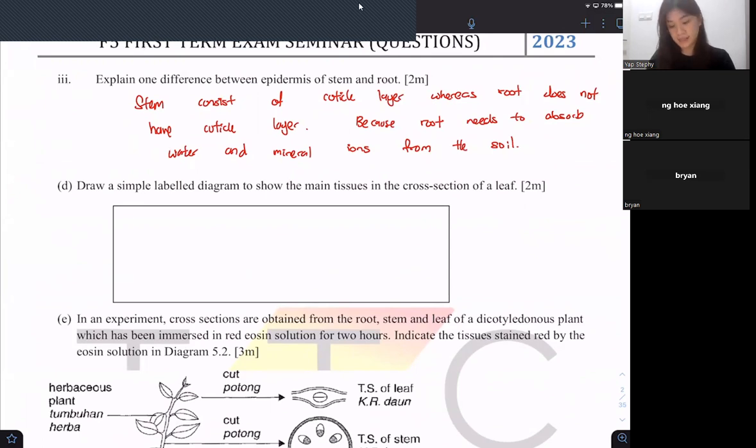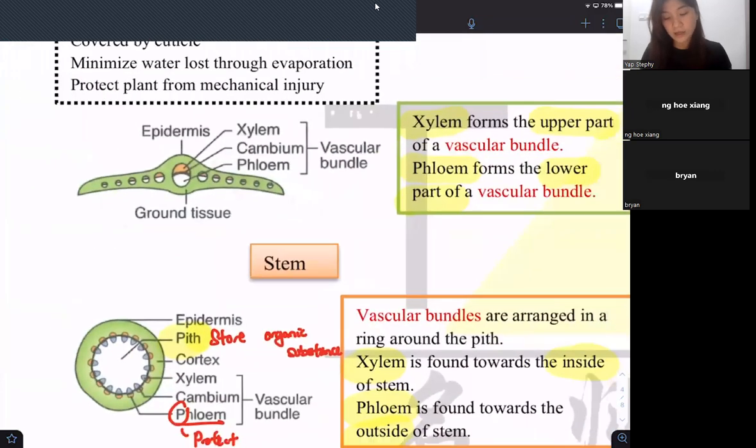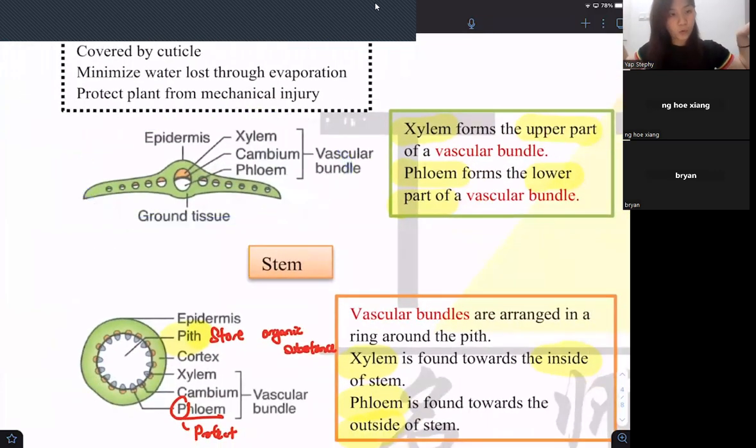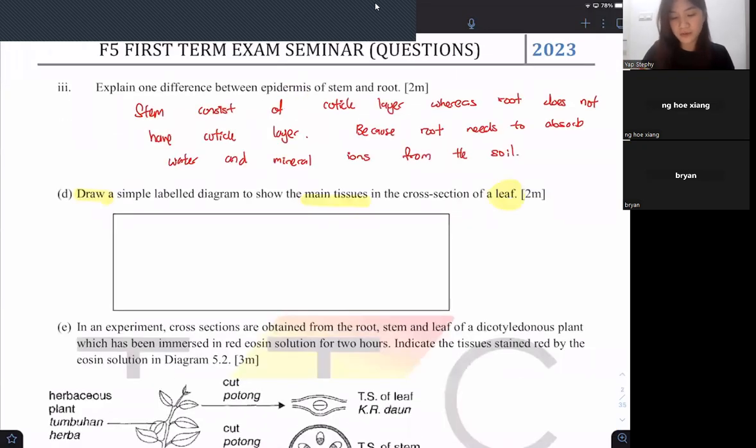Okay. Next, draw a simple labelled diagram to show the main tissues in the cross section of a leaf. So for the leaf, xylem and phloem are the main tissues. You can see, just now we learned already. For the leaf of the dicot, it's just like a UFO, you have a wing there. So you just help me draw the diagram of the leaf. Oh, sorry.